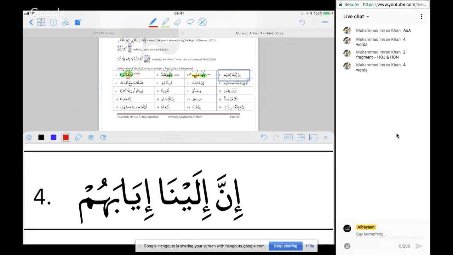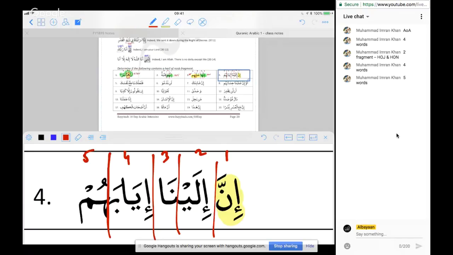Now, what's happening here in number four? Inna ilayna iyabahum. Can you help me out here? In here, we have certainly something which is looking like a harf of nasab. Inna. It's a harf of nasab. Correct. And how many words are there? One word is inna, the second word is which one? Alayna. Then we have na, which is the attached pronoun, then iyaba as the fourth word, and then hum as the fifth word. Good, excellent.